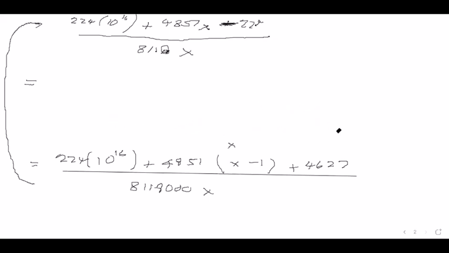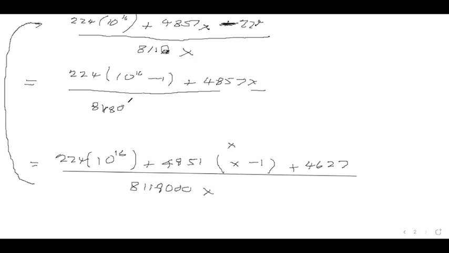In an ordinary classroom, I can go into the next board, but unfortunately, we don't have that facility. So let's see what's going on here. At the top here, you got 224 into 10 to the 16 minus 1 plus 4857x all over. But you must admit that you got 8118 and there's 1000 here. I missed those 3 zeros out.